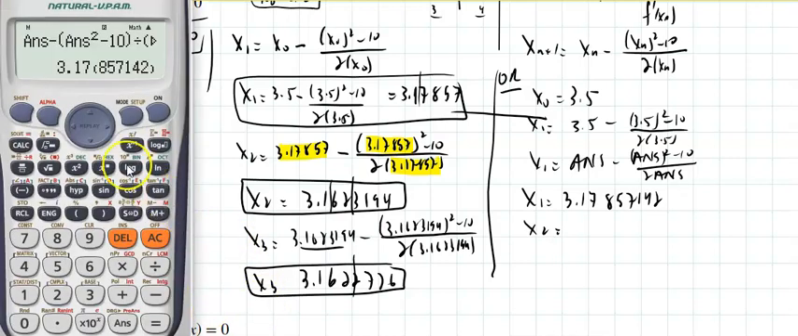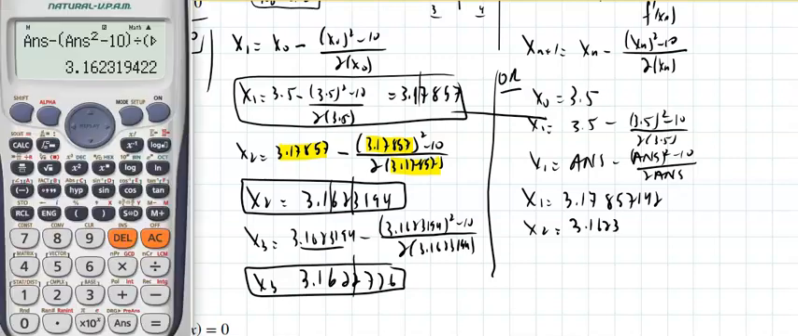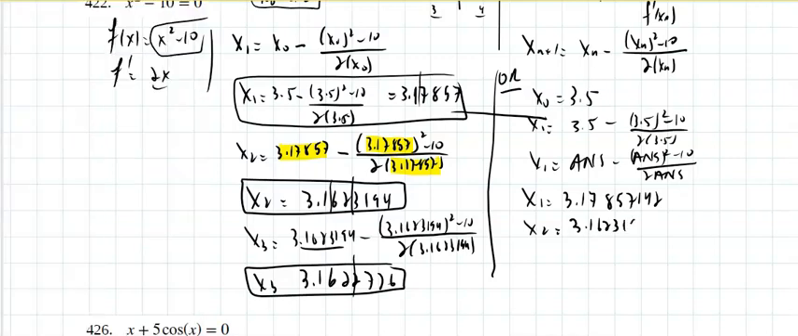Now all I have to do is hit the back. It stored the new 3.17857142 in my answer, and now it gives me the next number, and that is 3.1623 19422. Okay, now it's accurate to 1 decimal.